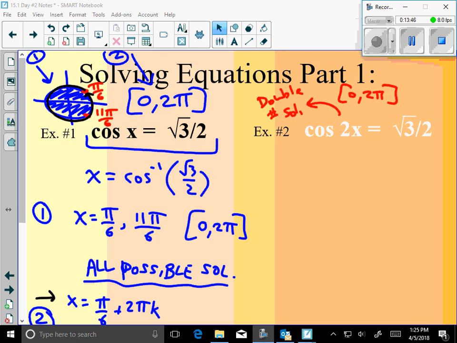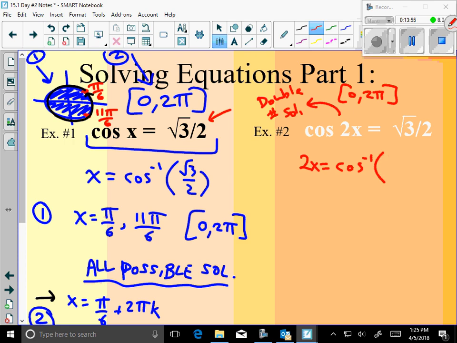Okay, so if I did the same thing I did on the first problem over here, that would mean 2x equals the inverse cosine of root 3 over 2. So 2x would equal pi over 6 or 11 pi over 6. So that means 2x equals what? Excuse me, hold on. What would that mean x equals?